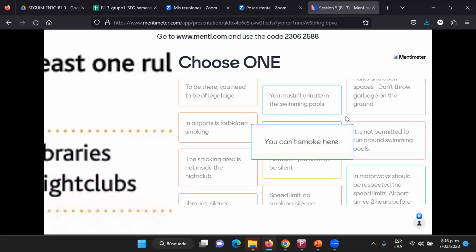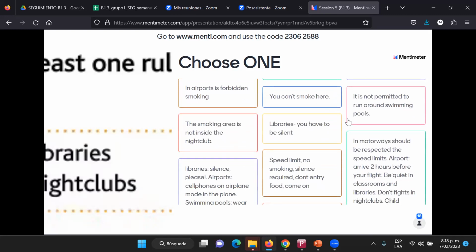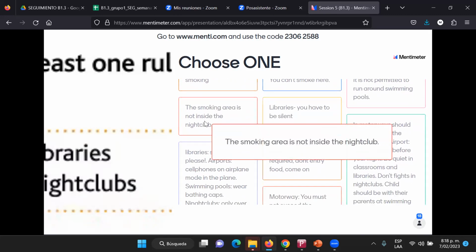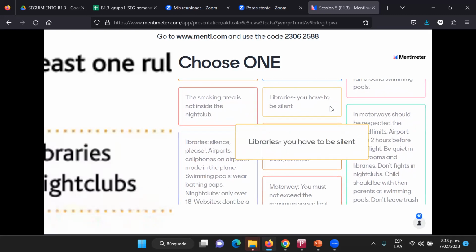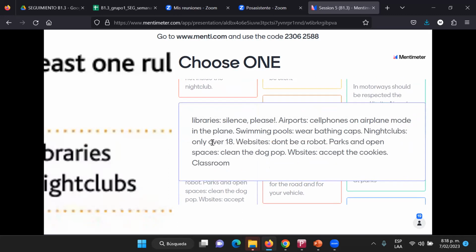Well, that applies to different places, I'm sure. It is not permitted to run around swimming pools. Okay. The smoking area is not inside the nightclub. Libraries, you have to be silent. Absolutely. Probably one of the most common. Okay. In this case, we had more than one. Library silence, please. Okay. That looks more like a command.